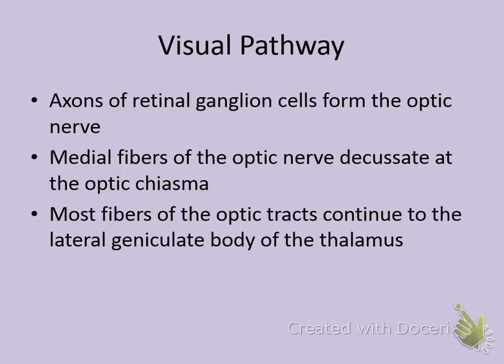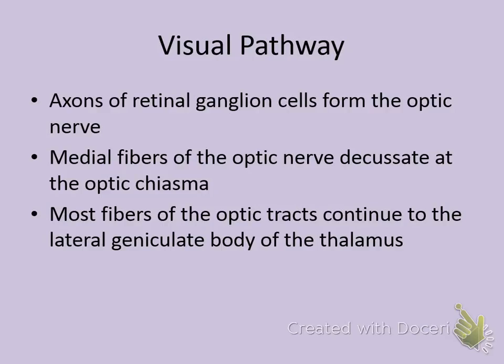So the visual pathway: the axons from the retinal ganglion cells form the optic nerve. The retina is a sheet of receptors, and it takes the light in. They open up the channels. The receptors work just like any other nerve receptor, and it sends an impulse towards the optic nerve. The medial fibers of the optic nerve decussate. They cross right behind the eyes as they come out through that area of the brain, behind the sphenoid, and it crosses right behind that.